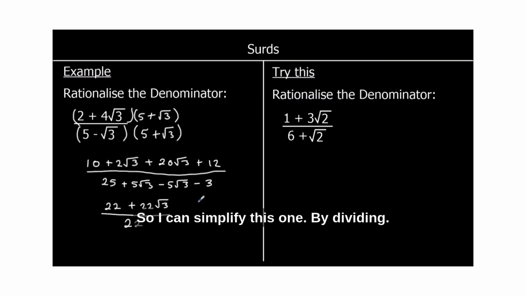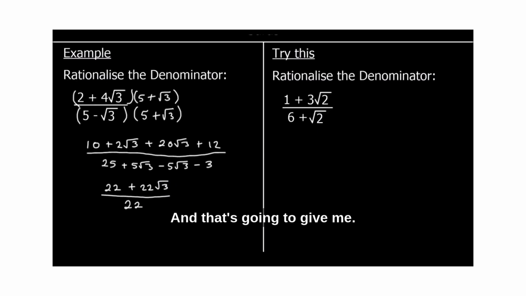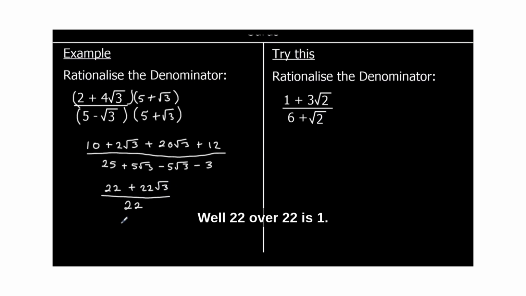So I can simplify this one by dividing both the terms on top by 22. And that's going to give me, well, 22 over 22 is 1. And 22 root 3 over 22 is 1 root 3, or just root 3.